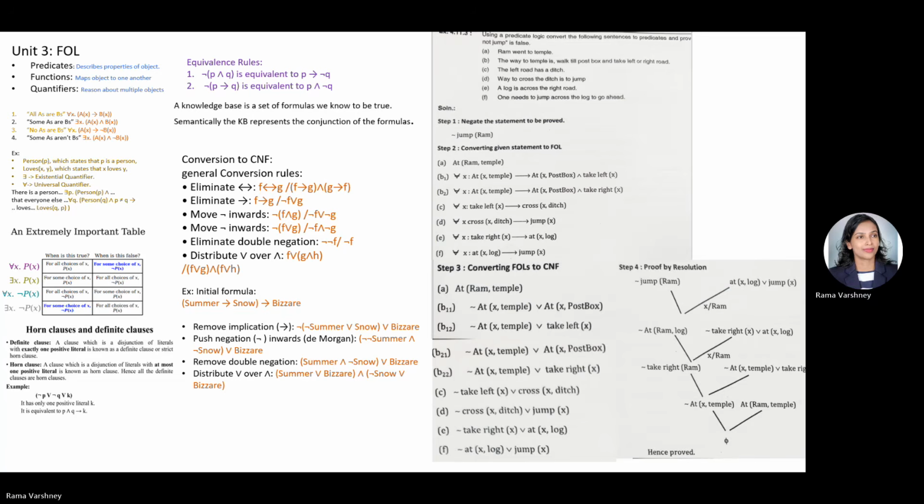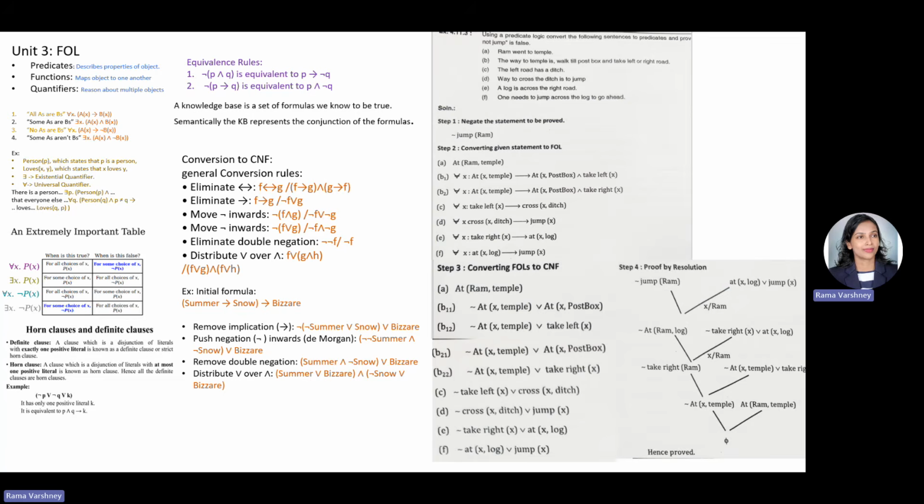So FOL, you can describe in three parts. It works on predicates, functions, and quantifiers. Predicates describe properties of the object. Functions map objects to one another, and quantifiers reason about multiple objects, right? So, to understand this, first we need to know how we are representing the statements in logic.